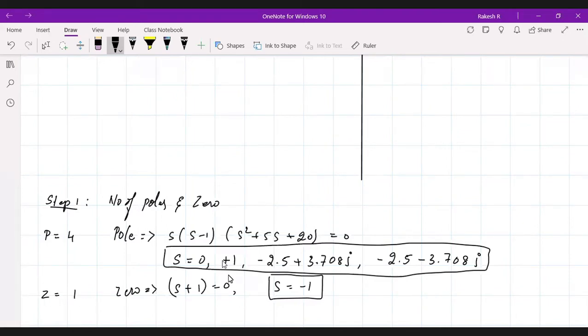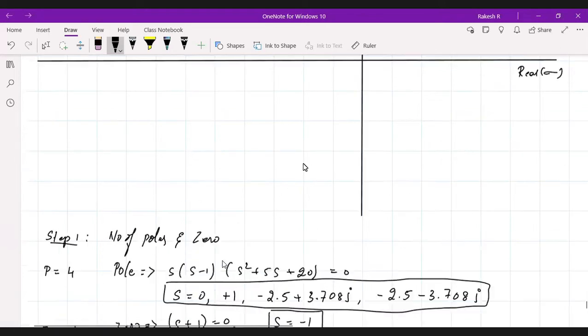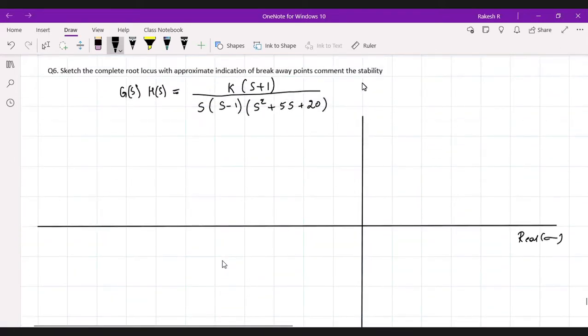Now we shall locate the poles and zeros in the s plane here. So what I'll be considering here is 1 unit is equals to 1 centimeter, right? But in your graph you just consider 1 unit is equals to 2 centimeters, so that the thing will be bigger. But here, as the graph is small, I'll be considering 1 unit is equal to 1 centimeter.